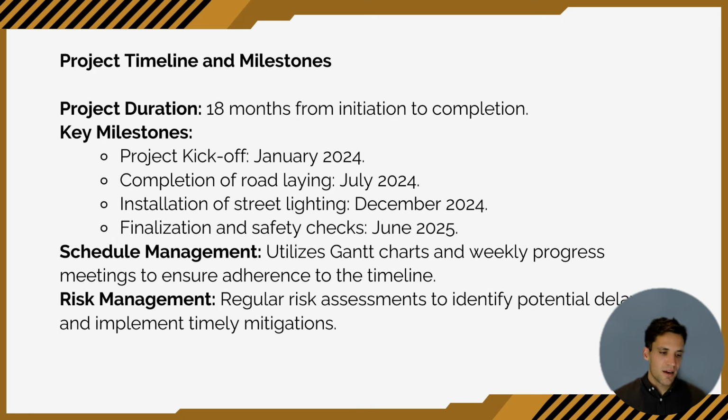So now let's talk about project time. The project duration is expected to take 18 months from initiation to completion. Some key milestones: the project's planned to kick off in January 2024. The completion of the road laying should be in the first 6 months, which is July 2024. Street lighting should be installed by December 2024. And the finalization of all the safety checks and to get the road ready for opening should be June 2025.